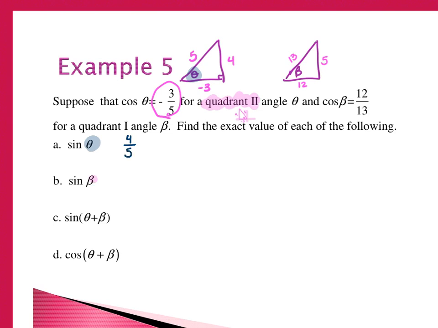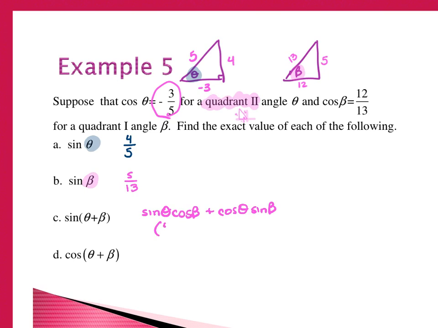B is asking for the sine of beta, which is this triangle, opposite over hypotenuse, or 5/13. And now comes my sum and difference. So it says the sine of theta plus beta. Sine is sine, cosine, cosine, sine. So this is going to be sine of theta, cosine of beta. Keep the sine the same, plus cosine of theta, sine of beta.